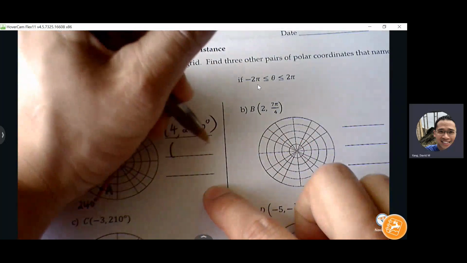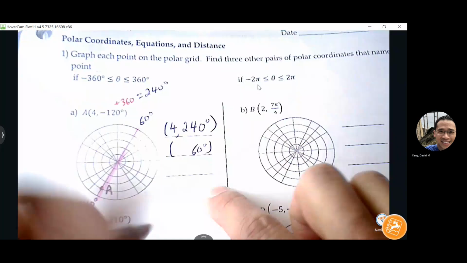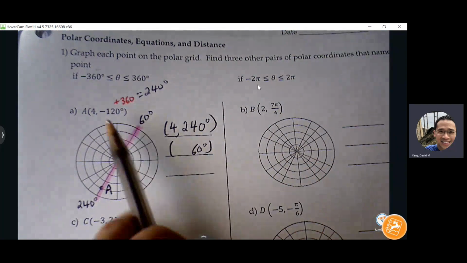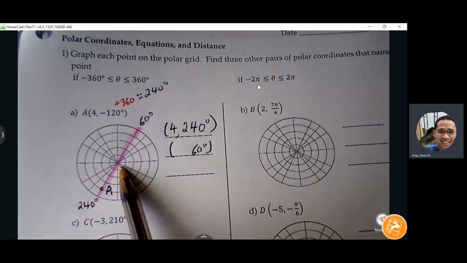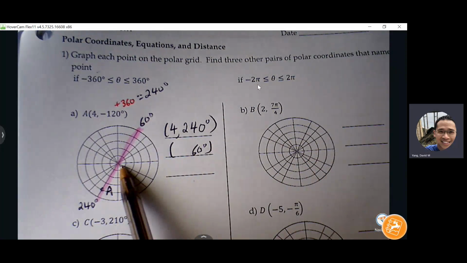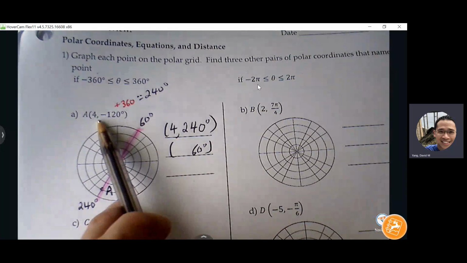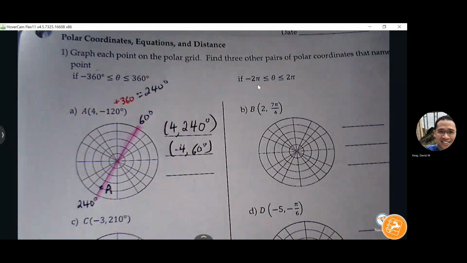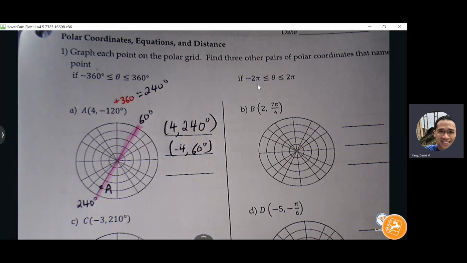So I can create an order pair using 60 degrees. But 60 degrees is in the 1st quadrant. I don't want to be in the 1st quadrant. So what I do with my radius, I got to walk away. So therefore, negative 4. So I have a 4th order pair that I want to create. And so I want to continue working with the 1st quadrant.